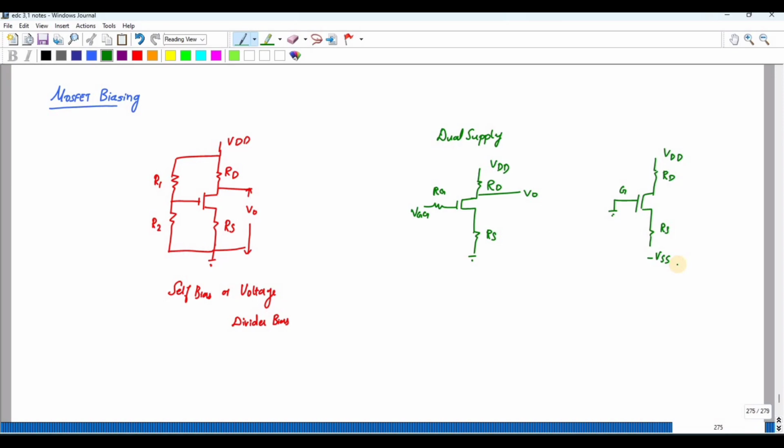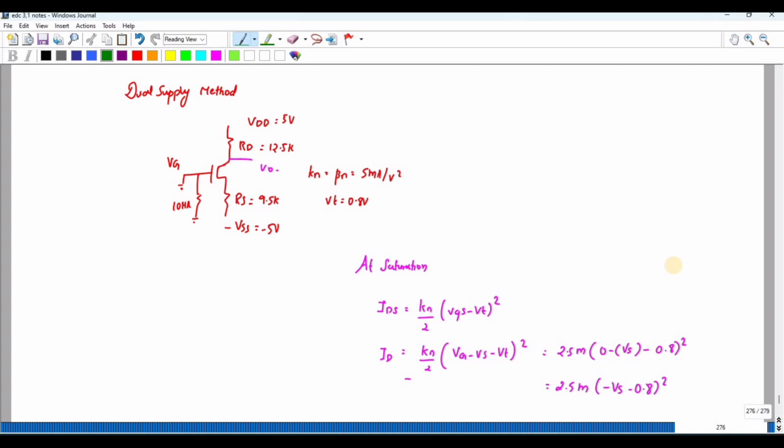Based on that, we are going to discuss one problem in order to find the value of the Q point. First let me take the dual supply method. Here I have given two power supplies, one to the drain and another one to the source, 5 volt and minus 5 volt. RD, RS and RG values are given, and Kn, that is nothing but beta n, is equal to 5 milliamps per volt square, and Vt, the threshold voltage, is equal to 0.8.